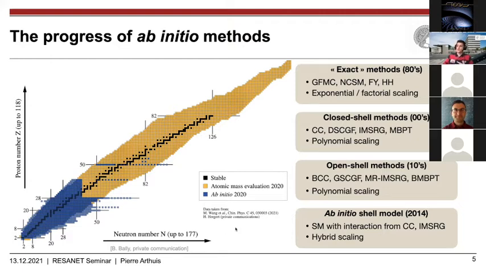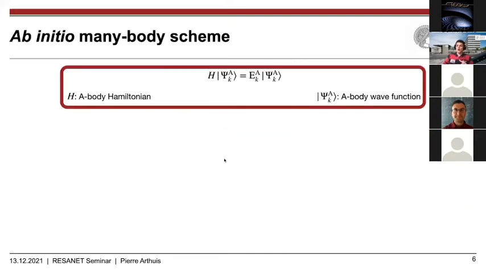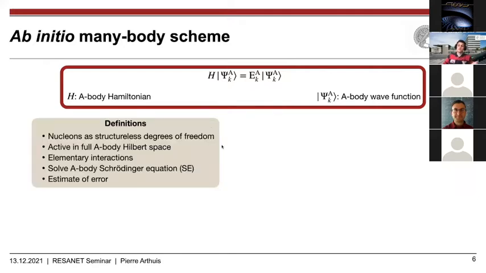But I've been talking a lot about their reach, but what is the concept behind ab initio methods? How do they function? Well, the thing is, as always, you go back to just solving your A-body Schrödinger equation with your A-body wave function and your A-body Hamiltonian. But when you do it ab initio, you do it with a certain set of rules that you impose yourself.